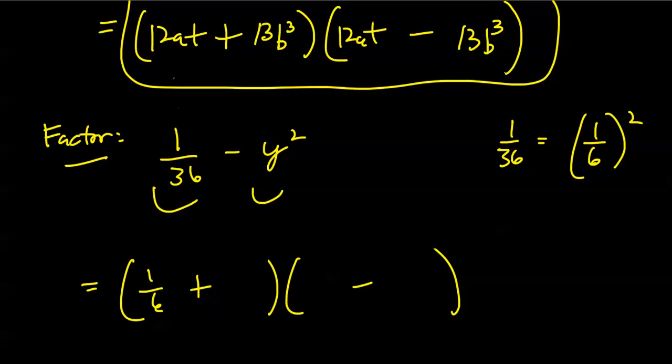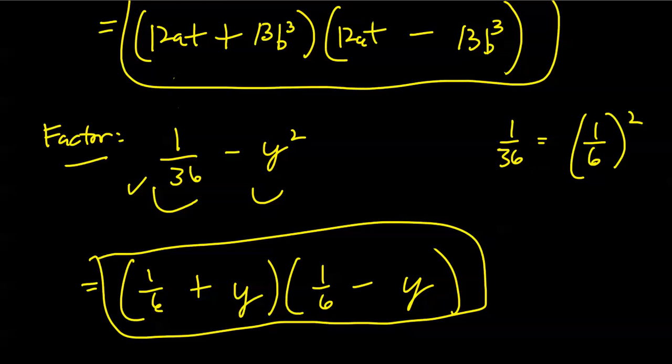1/36. Well, I claim 1/6 times 1/6 is 1/36. So 1/6 is going to be my first terms. Y squared, only one way to break down y squared really, y times y. So I've got 1/6 plus y times 1/6 minus y. Final answer.